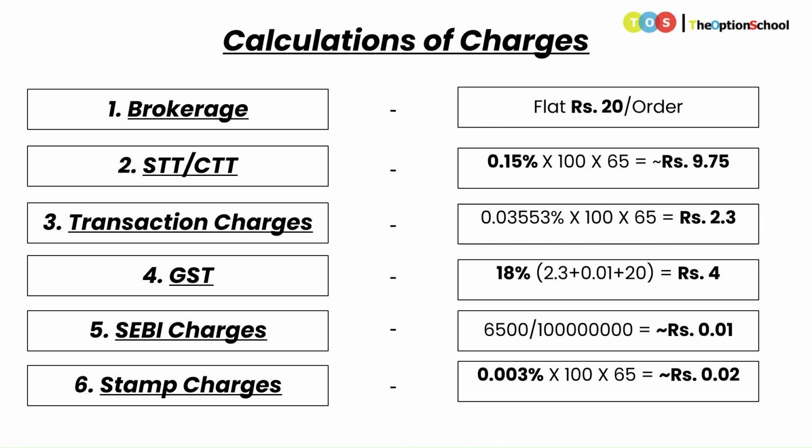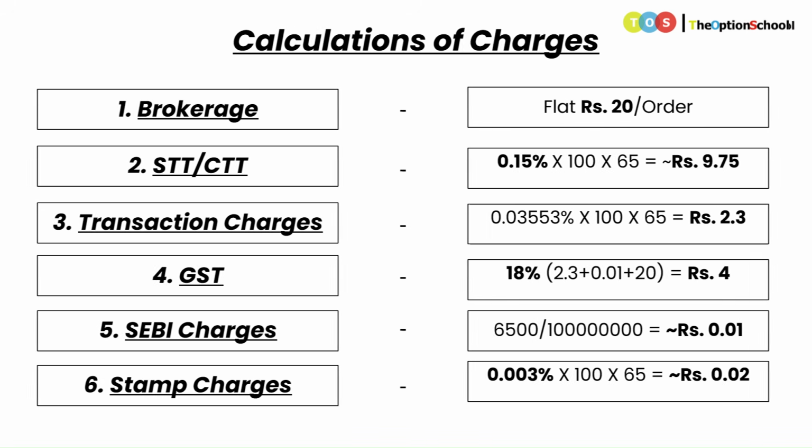So these are the actual charges which are going to be charged from 1st April. Brokerage is 20 rupees, 100 rupees worth of call or put means 6500, and 0.15% of that will be 9 rupees 75 paisa. Earlier this was 6 rupees 5 paisa. Now from 1st April it will be 9 rupees 75 paisa. Transaction charges 2.3, GST 4 rupees, SEBI charges and stamp duty charges are as shown.